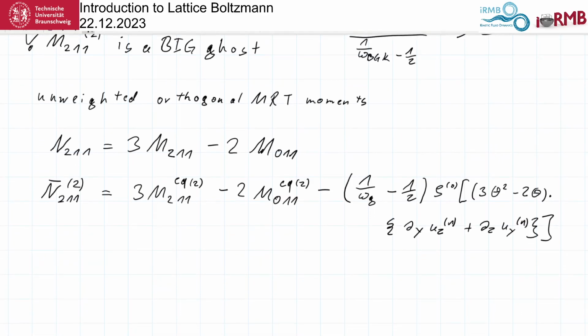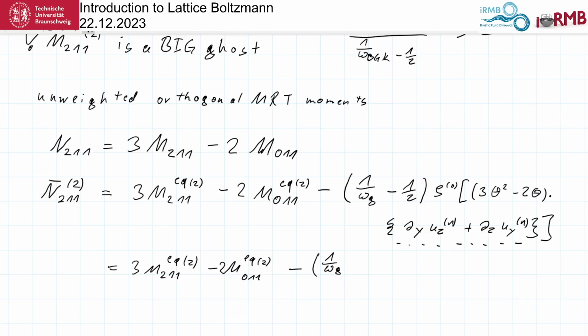These guys are not disappearing. Now we can again substitute this here, which was not disappearing, with the solution of the M011. And this will give us 3m211 equilibrium that I don't write out, so this is just a function of the velocities, minus 2011 equilibrium to second order. So we get something extremely similar here again.